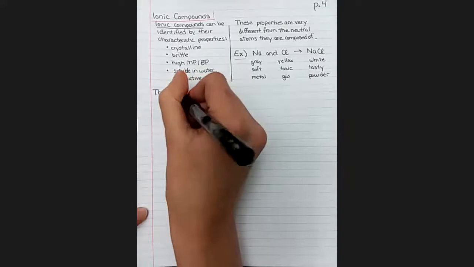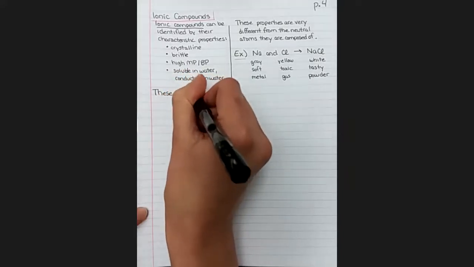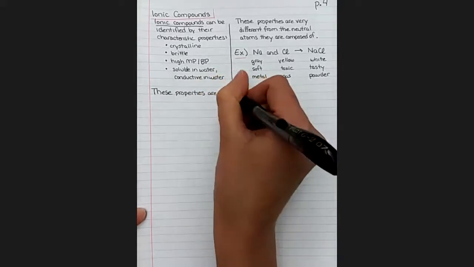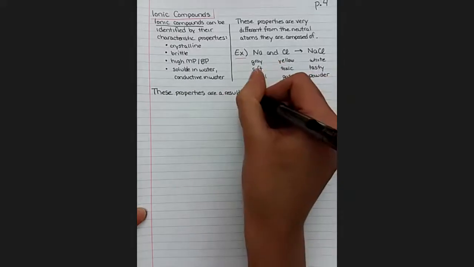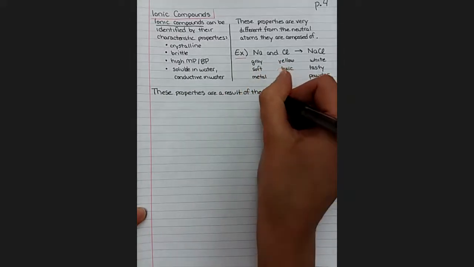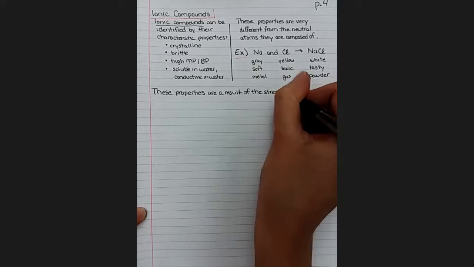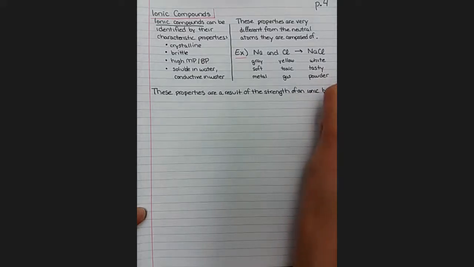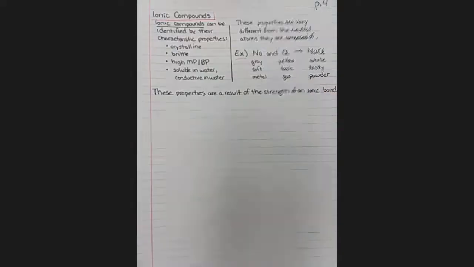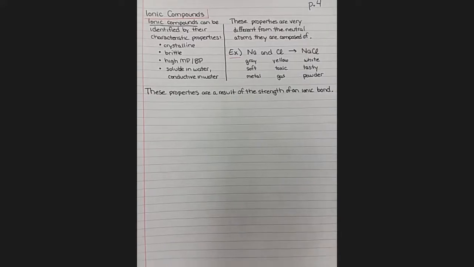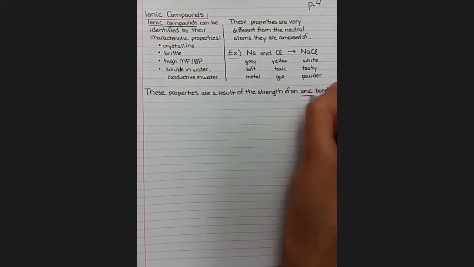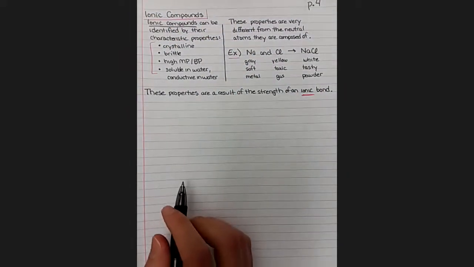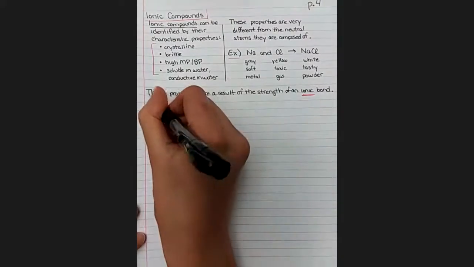So these properties of ionic compounds are similar to other ionic compounds, and they are a result of the features of ionic bonding and how strong it is. These are the results of the strength of an ionic bond. An ionic bond is one of the strongest bonds that you can make. And it's because of how the electrons are shared, or rather not actually shared.